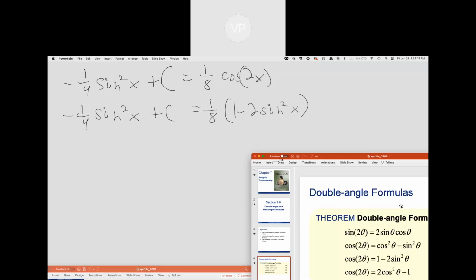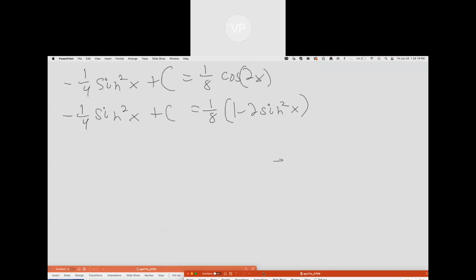Now, it doesn't mean it wouldn't work with the other ones. What it means is you'd have to do a few more steps and you'd ultimately end up in the same place we're going to be at right now. Okay, so now I want you to put on your algebra hats. Let's just simplify the right side. That means I get a 1/8 and a minus 1/4 sine square x. 1/8 times 2 gives me the 1/4.